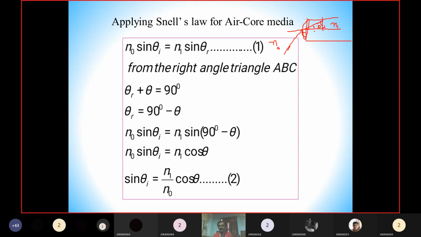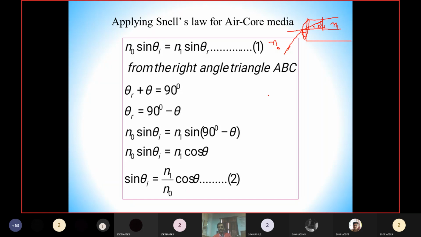So theta r plus theta equals 90 degrees. Therefore theta r is equal to 90 minus theta. If you substitute this value of theta r, 90 minus theta, we get N0 sin theta I equals N1 cos theta, since sin of 90 minus theta can be written as cos theta. Therefore sin theta I is equal to N1 by N0 into cos theta.